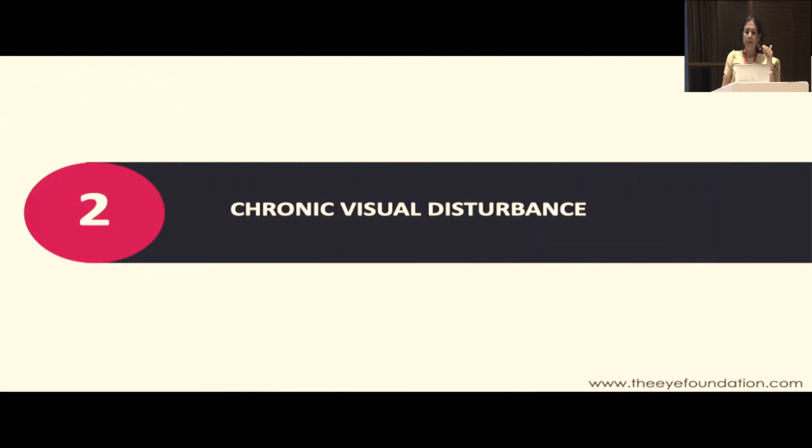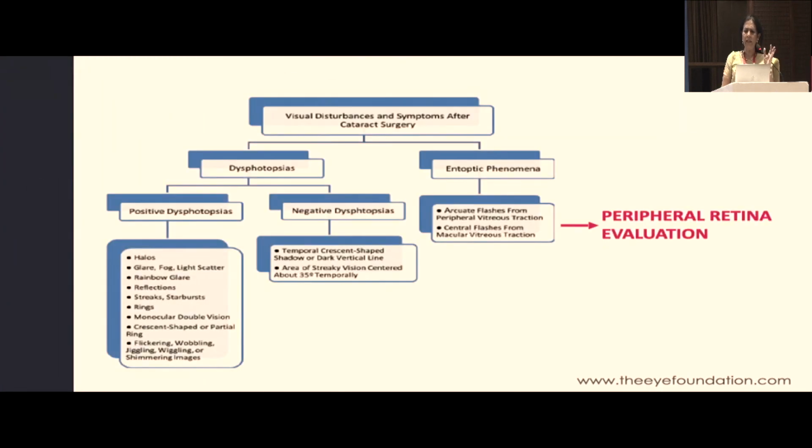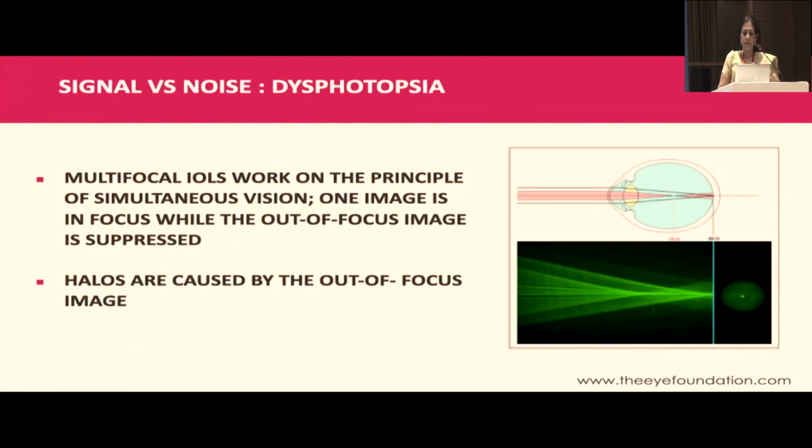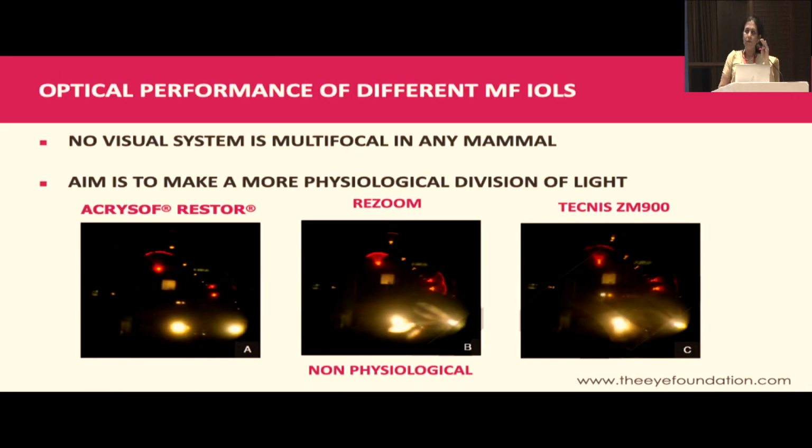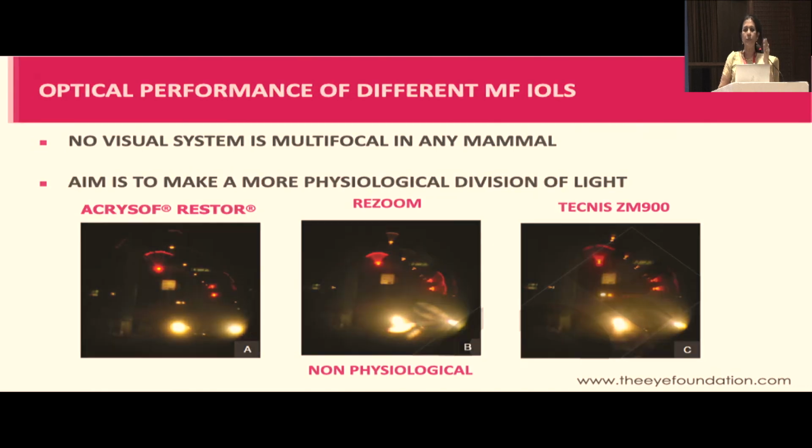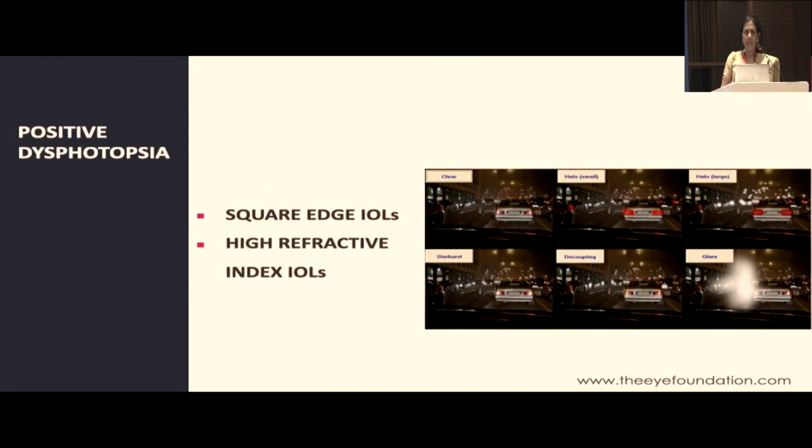Chronic visual disturbances could be anything from positive dysphotopsia to negative dysphotopsia, or those entoptic images. Multifocal IOLs work on the principle of simultaneous vision. When one image is in focus, the other out-of-focus image is suppressed, and that out-of-focus image is the cause of halos. And we all know the human visual system is not created for multifocality, because it is just that there's loss of light with these multifocals which causes visual disturbances.